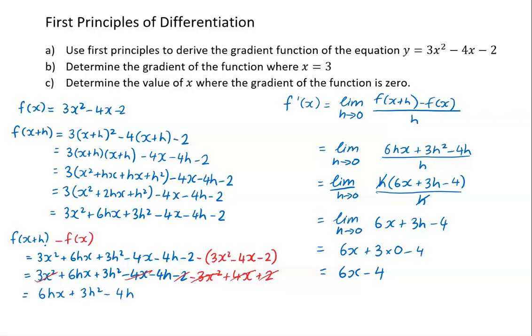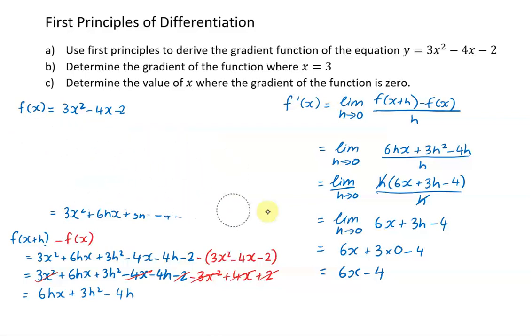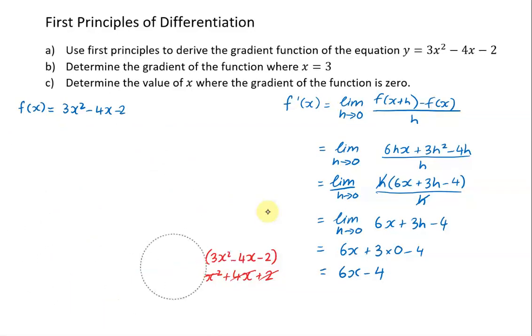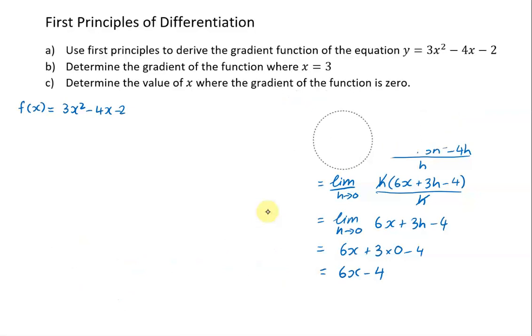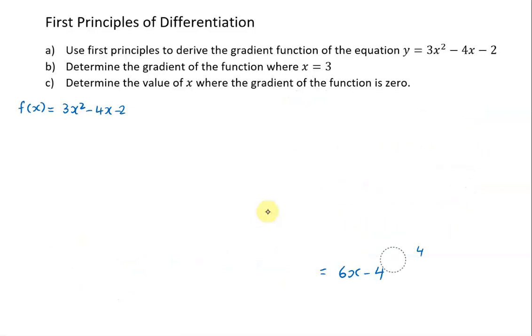Now we want to look at part B. I'm going to clear away the rest of our working out here, so if you need to see that, you can go back and you can pause the video. But our original function I will keep, 3x squared minus 4x minus 2, and we will keep the derivative, which we worked out. The derivative of the function, f dash of x, was 6x minus 4.